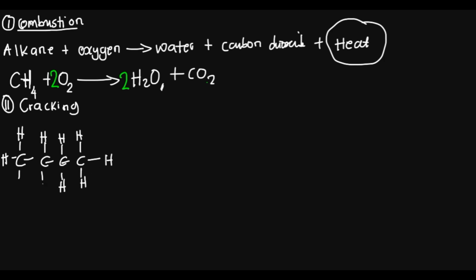So what can we get? If this undergoes a process of cracking, we are going to break this complex molecule into simpler ones. So we may have products such as methane plus propene, where we have a double bond here.